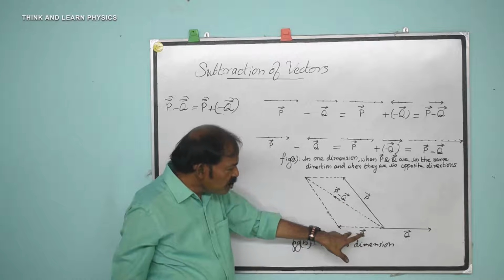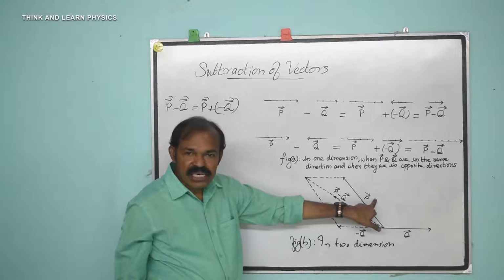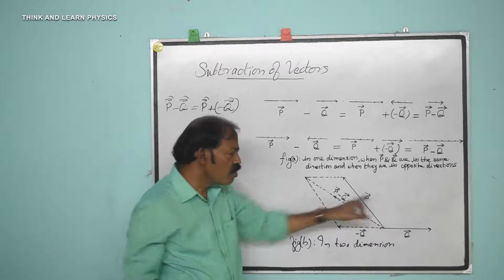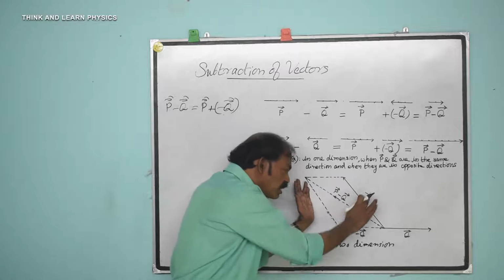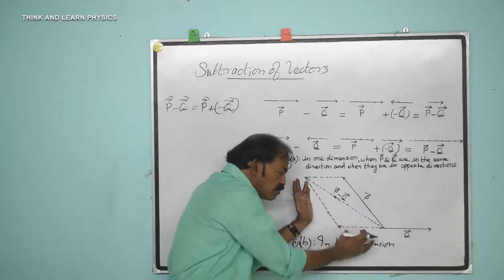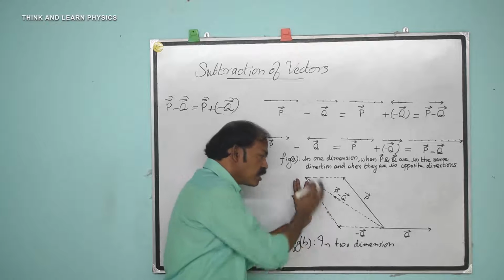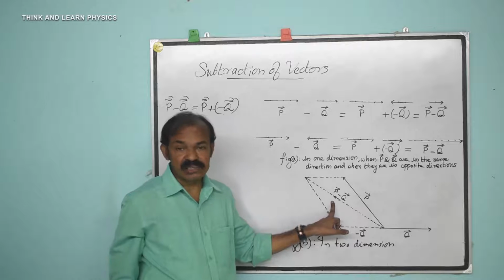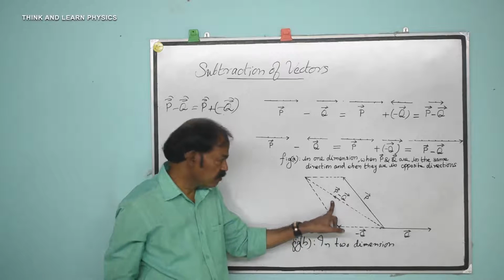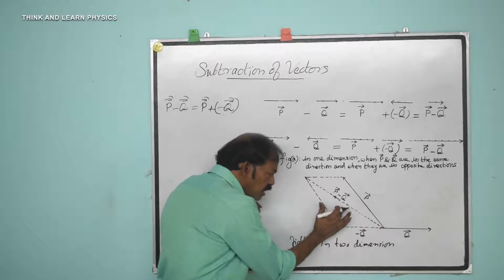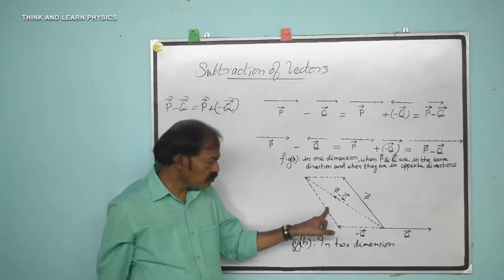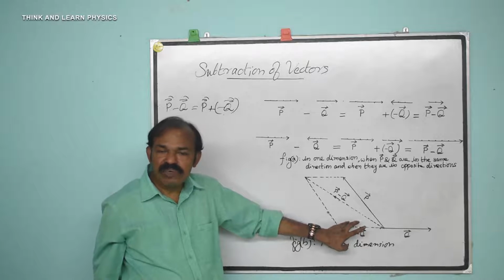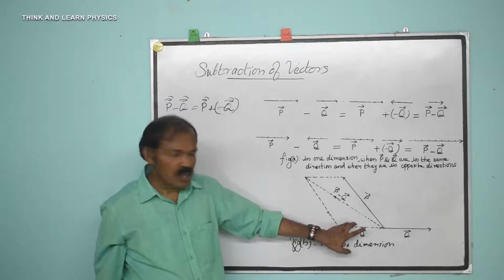Now this minus q vector and p vector, when added, we will get p vector minus q vector. That means when a parallelogram is completed with the sides p vector and minus q vector, then the diagonal of the parallelogram represents the resultant vector. That means p vector minus q vector. This diagonal represents p vector minus q vector. Usually we employ this in the case of relative motion, relative velocity, relative displacements, etc.